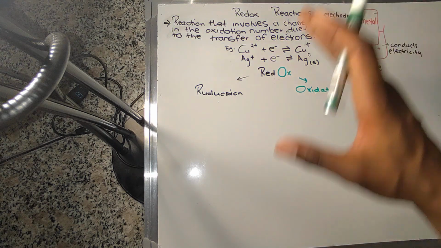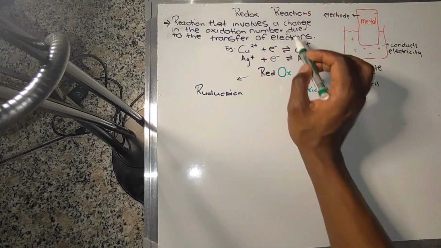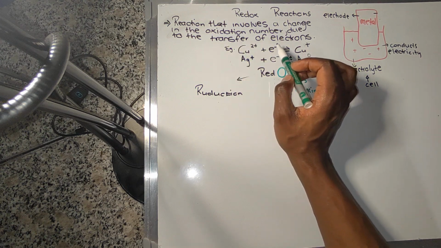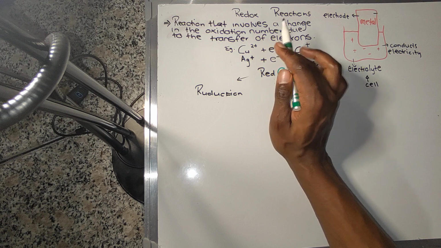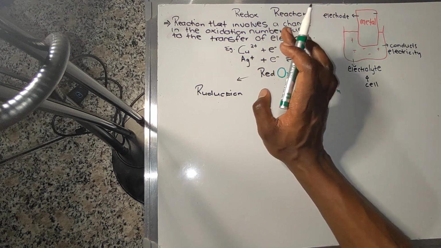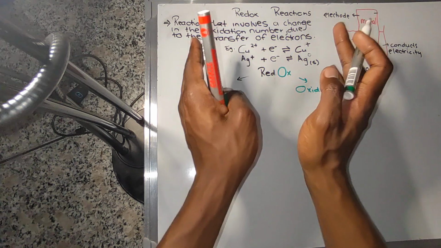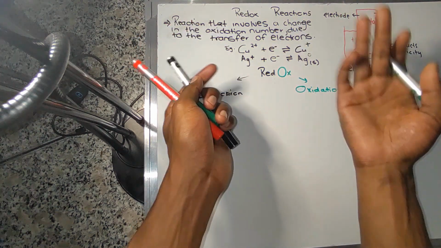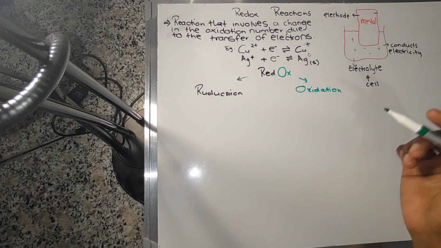When does this change in oxidation number take place? This will only happen when there is a transfer of electrons. And by transfer of electrons, I mean the gain or loss of electrons. Either way, if we're gaining or losing electrons, it's because they are transferred from somewhere to somewhere. There is a transfer of electrons.